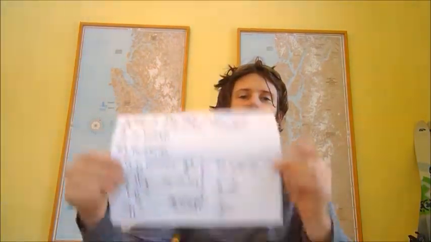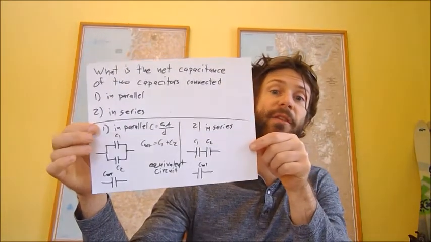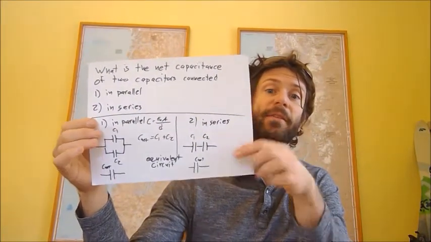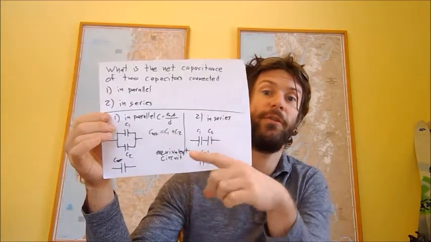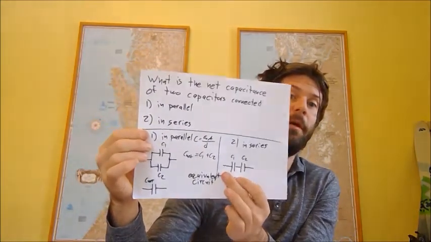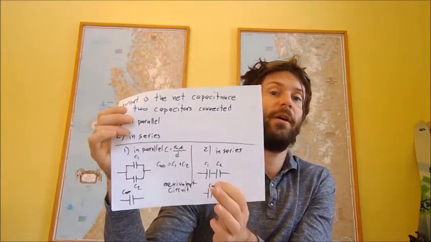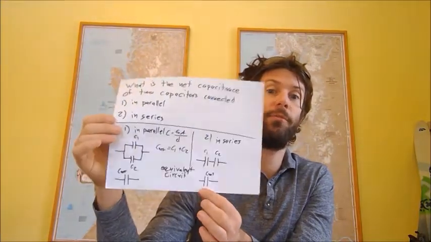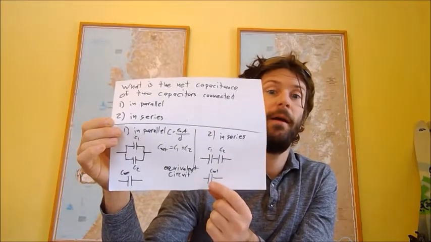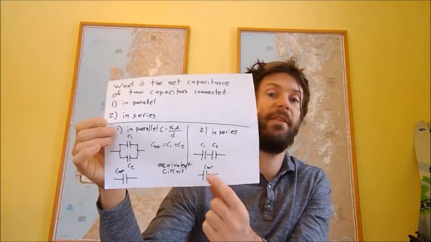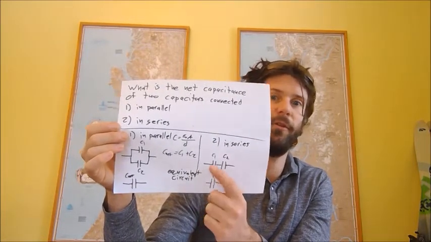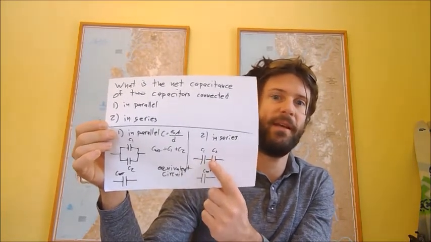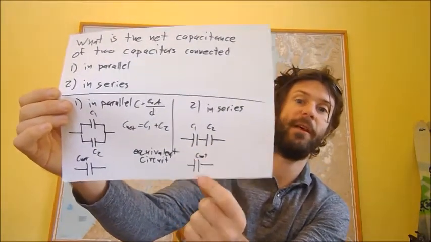Okay. Next, part two of this. What is the net capacitance if the two capacitors are hooked up in series? Putting two capacitors together in series is equivalent to just putting one capacitor in. But what is the net capacitance of that one capacitor, as a function of C1 and C2, each of these capacitors?